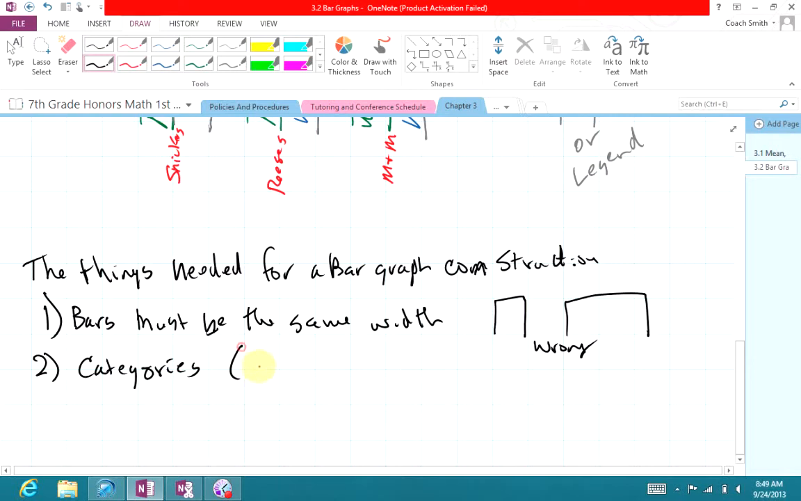Okay? Categories for us was Snickers, Reese's, M&M's, and so on. That was our categories. Okay? Step three that I really did not put on my bar graphs is you have to have intervals. Now, what that means is this.